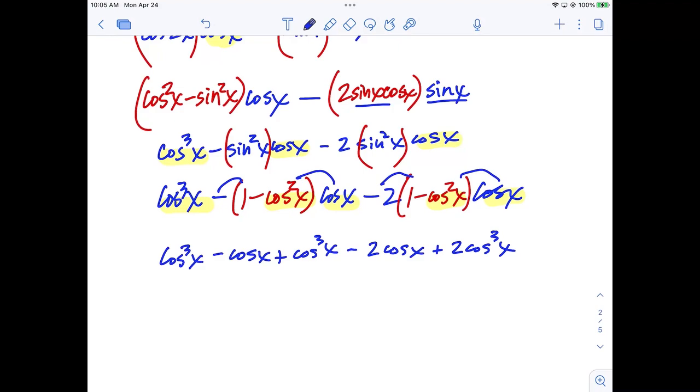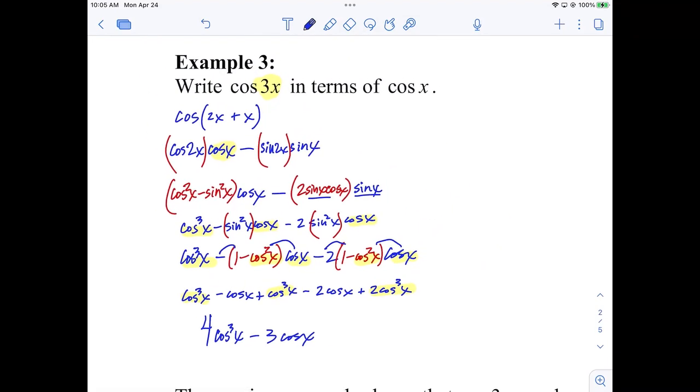Well, it's starting to look a little bit better, isn't it? Look at these rascals right here. Cosine cubed plus cosine cubed plus 2 cosine cubed. Those are all like terms, aren't they? I got 1, 2, 3, 4 of them. So it's 4 cosine cubed of x. And then the other guys are also like terms, minus 3 cosine of x. And that's about as far as we can get. We're done. We got it exclusively in terms of cosine of single power x. It took a little whittling down, but we got it.